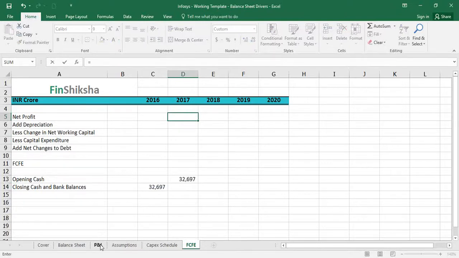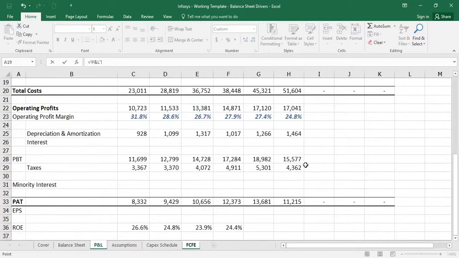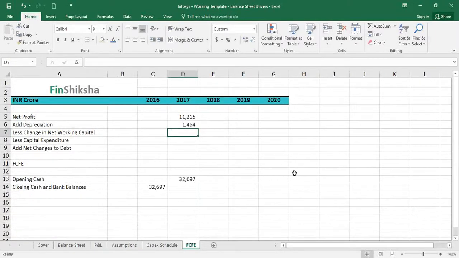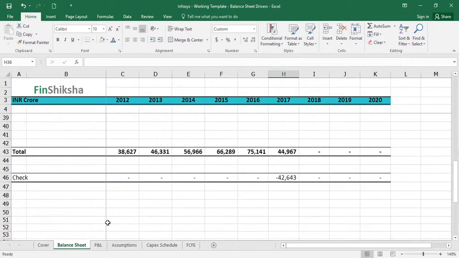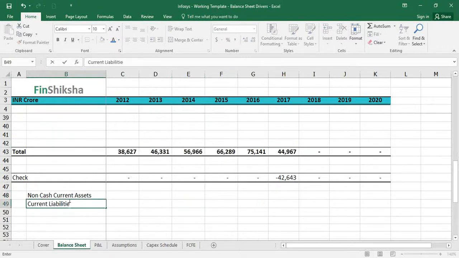Where is my P&L profit? That's here, 11,215. What's my depreciation? That's again on the P&L, 1464. Change in net working capital we haven't calculated as yet. So how do I calculate that? On the balance sheet, I have to find out all the non-cash current assets. I have to find out current liabilities and the subtraction, which is if this is A and this is B, then A minus B is what is going to be my working capital, right? Working capital.